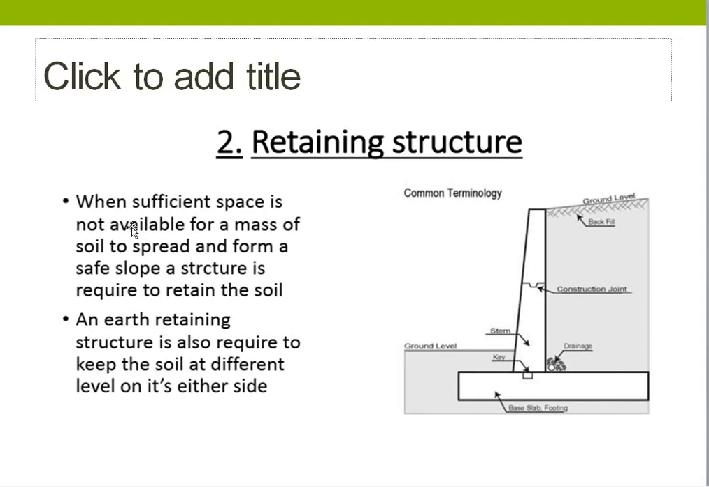When sufficient space is not available for a mass of soil to spread and form a safe slope, here it is not possible to provide a safe slope using sufficient space. Then we construct a retaining wall. An earth retaining structure is also required to keep the soil at different levels on either side.